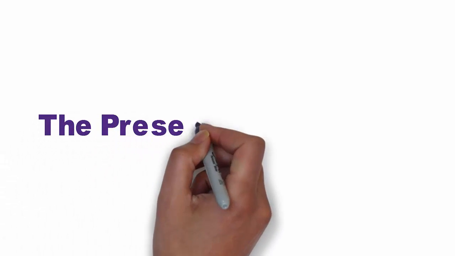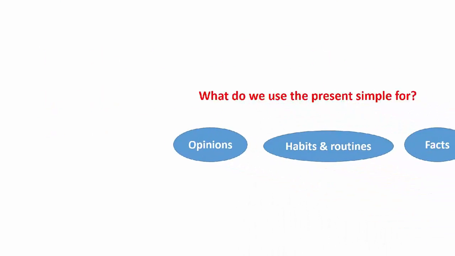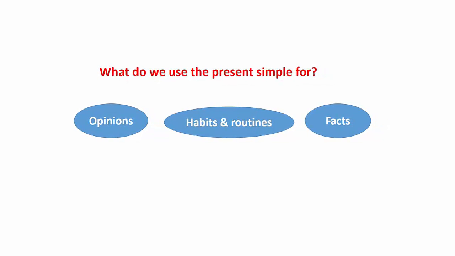Okay, now we're going to speak about the present simple tense. And as we said, when we first talk about the tense, we should talk about when we should use it. What should we use it for? As for the present simple tense, we should use it when we speak about three things. Number one, opinions. Number two, habits or routines. And number three, facts. So whenever you want to express your opinion, or you would like to talk about your habits or routine, or you're going to speak about facts, you should use the present simple tense, not any other tense.